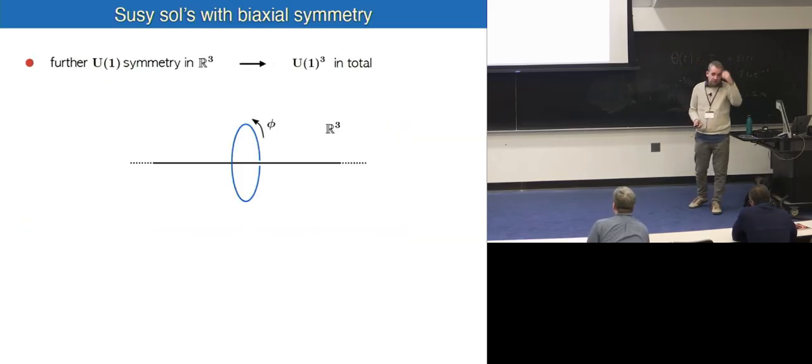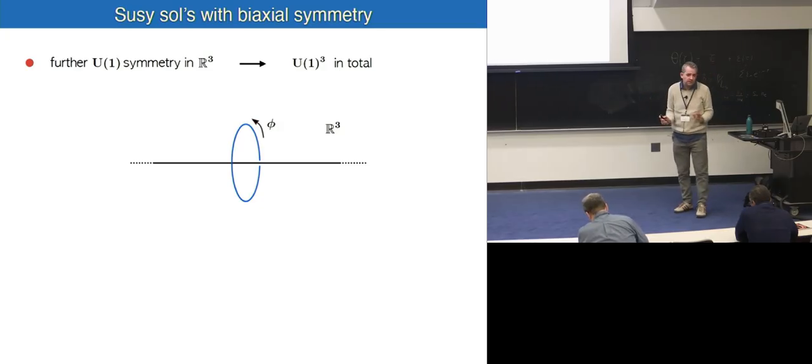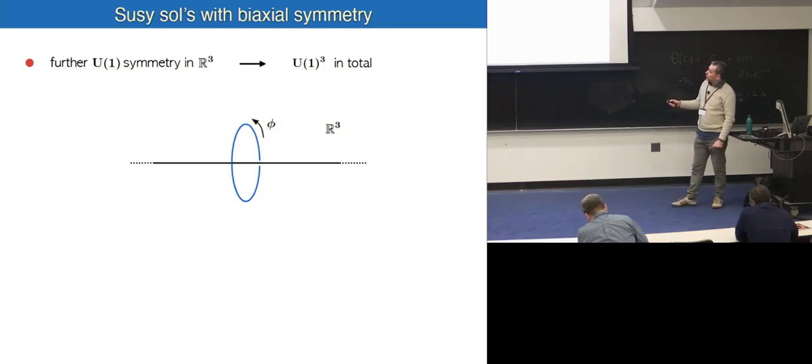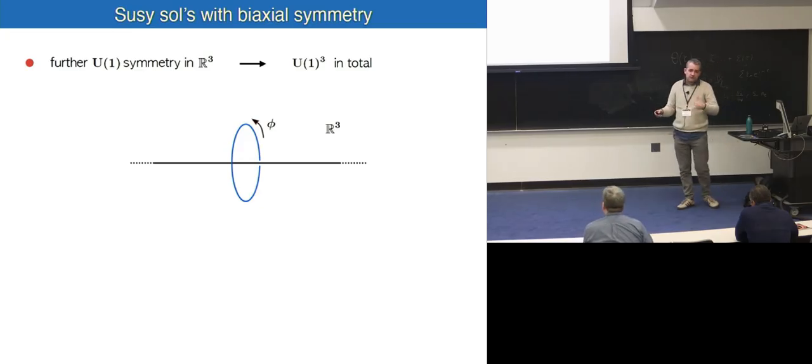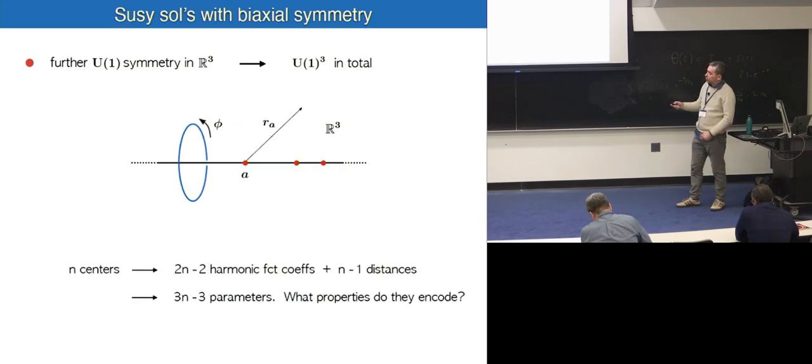We will also impose an additional requirement. This is really a simplification that we want to have, but it's not really needed. We impose a third U(1) symmetry, because these are the symmetries we have asymptotically, so we would like to have them in the bulk as well, at least for simplicity. So we impose that in R3 there is also another U(1) symmetry, so we have U(1)^3 in total. And this means that in R3 we have this cylindrical symmetry because we introduce this additional U(1). So all the centers will be aligned along an axis.